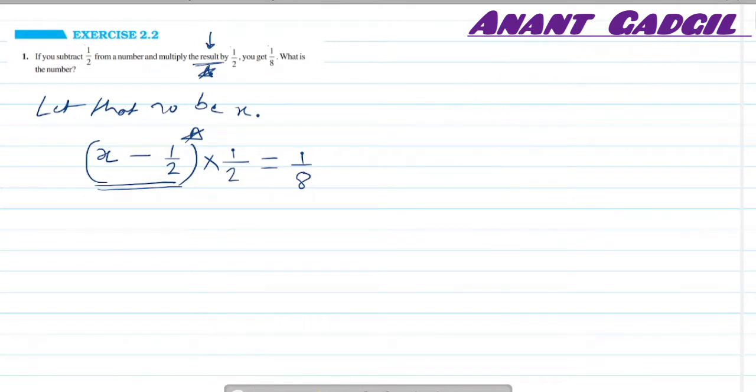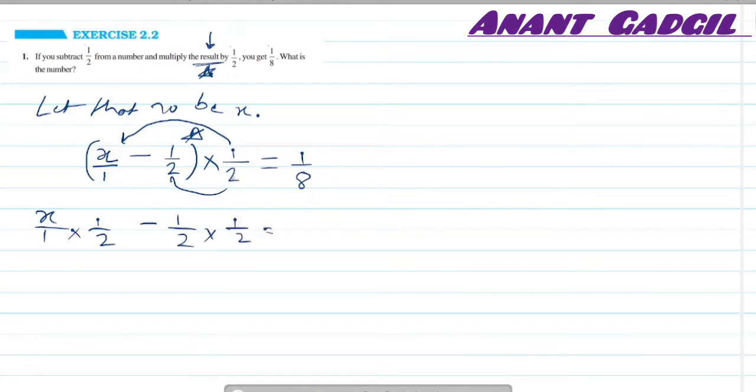Now we can solve it in different ways. So what I am going to do: what is there in the denominator of x? If there is no denominator, then there is a 1 in the denominator, right? So now I am going to multiply this 1 by 2 with each term in the bracket. So it is going to be x by 1 multiplied by 1 by 2 minus 1 by 2 multiplied by 1 by 2. So I have multiplied it to both the terms, equal to 1 by 8. Whenever we multiply, we multiply the numerator with the numerator and denominator with the denominator.